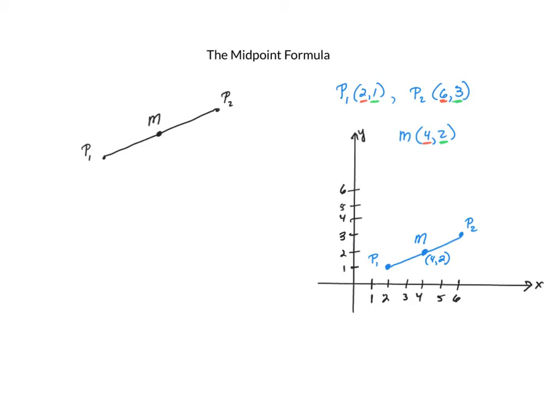So let me come back over here on the left. We're going to say that P1 is the point (x1, y1), and P2 is the point (x2, y2). The midpoint can be found by averaging the x-coordinates. So that means we add x1 plus x2 and divide by 2. And we average the y-coordinates, y1 plus y2 divided by 2. And there is our midpoint formula.